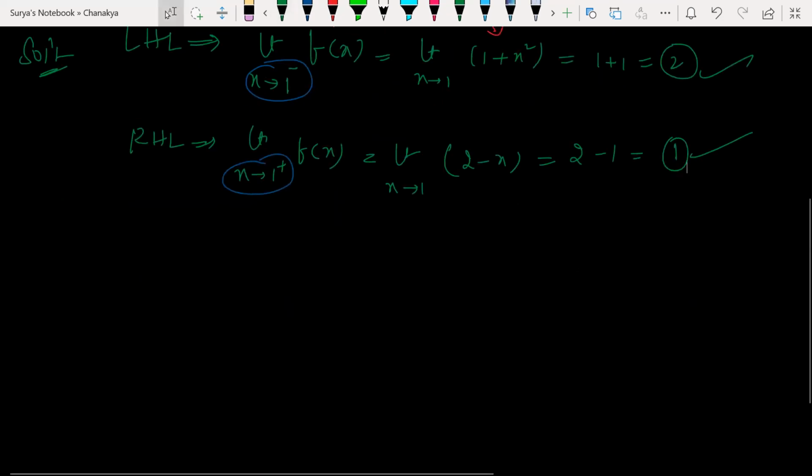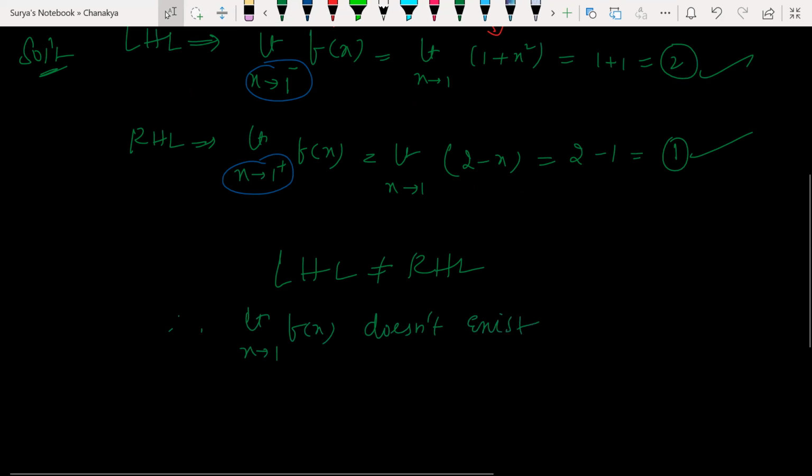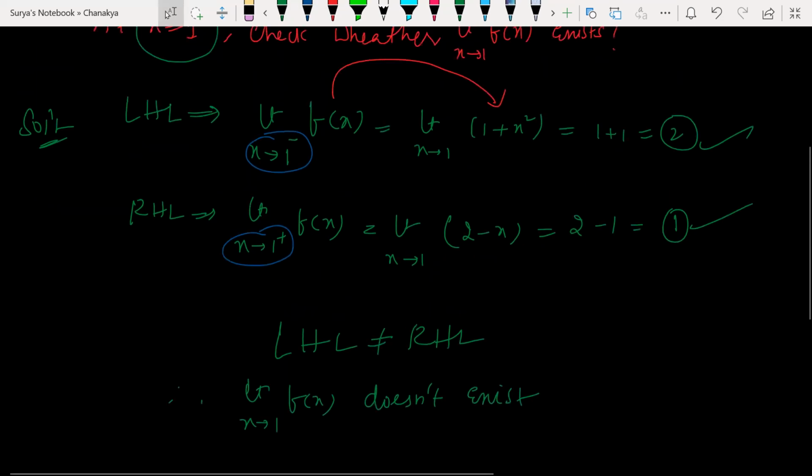So LHL, look at this here, LHL is not equal to RHL. Therefore, the limit as x tends to 1 of f of x doesn't exist. Is it clear? If both were equal and finite, I would have said the limit exists. Both are not equal, so I cannot say the limit exists now. Clear?